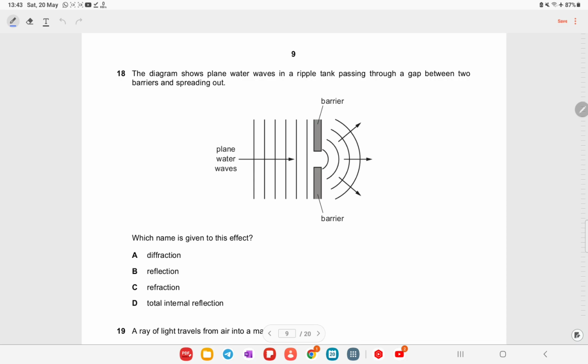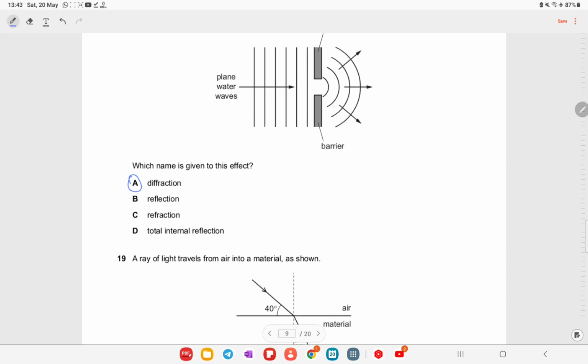The diagram shows plane water waves in a ripple tank passing through a gap between two barriers and spreading out. Which name is given to this effect? So obviously this is the diffraction concept.